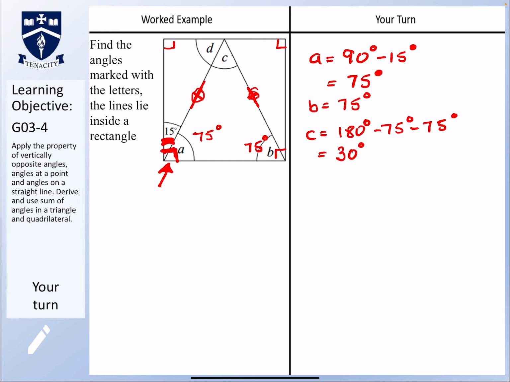I'm going to write this in. Just check. 75 and 75 is 150. And the 30, yes, it does make 180. So we know that's going to be right.